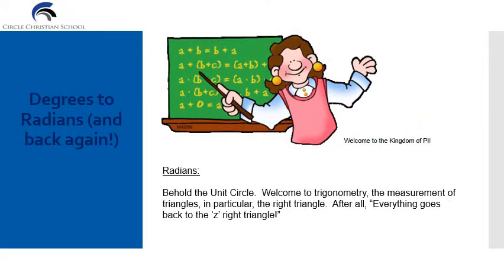Degrees to radians and back again. Behold the unit circle. This is your welcome to trigonometry, the measurement of triangles. In particular, my favorite, the right triangle. After all, we all know everything goes back to the right triangle.